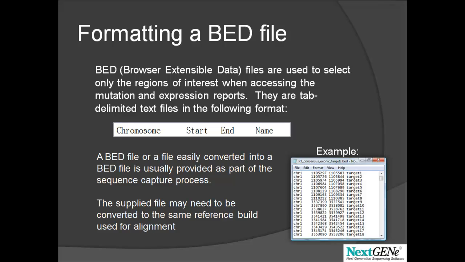A bed file is needed to tailor the mutation and expression reports to the regions of interest. It is a tab-limited text file with 4 entries for each region: chromosome name, start position, end position, and region name. For best results, the bed file should not contain any overlapping regions. If 2 regions overlap, they should be merged and counted as 1 region.